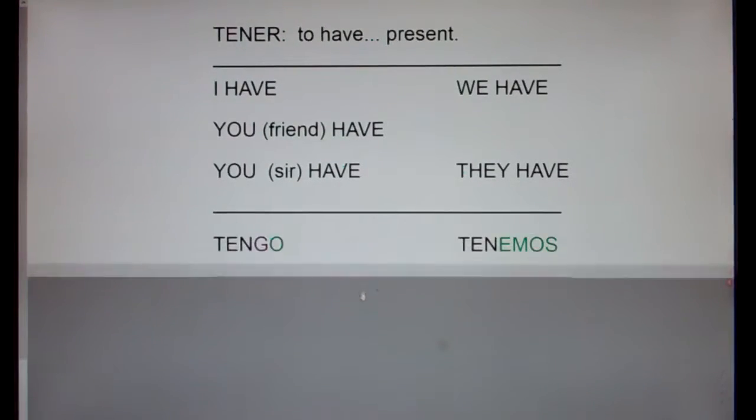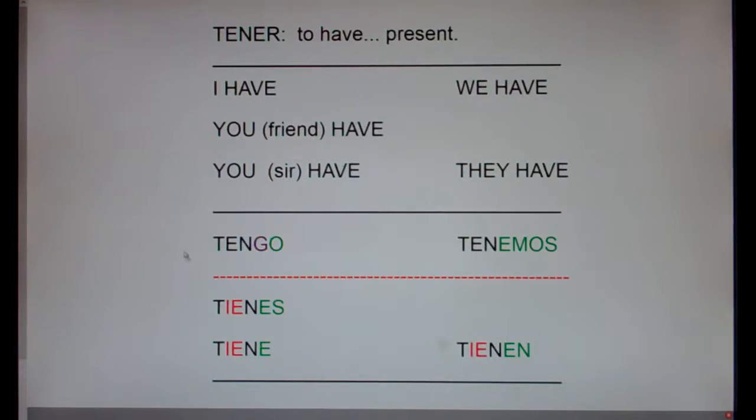All right, I'm going to say each form of the verb in English and then Spanish and clap, and then I'd like you to repeat it with me. Ready? I have. Yo tengo. You friend have. Tú tienes. You sir have. Usted tiene. We have. Nosotros tenemos. They have. Ellos tienen.